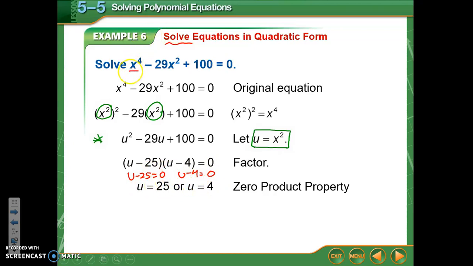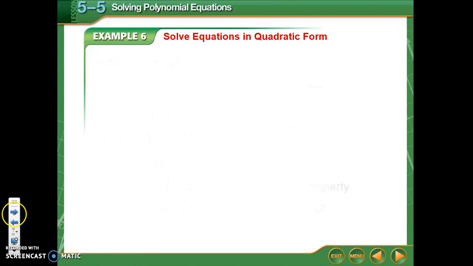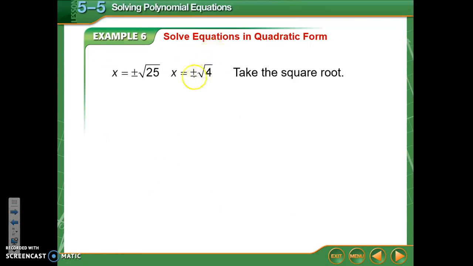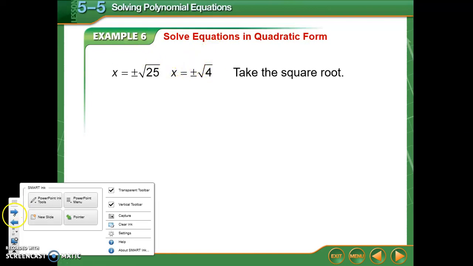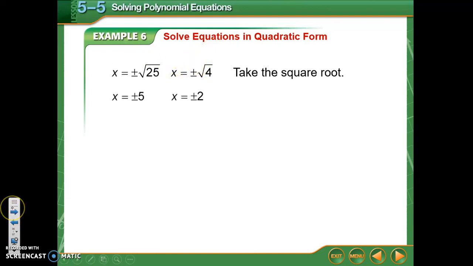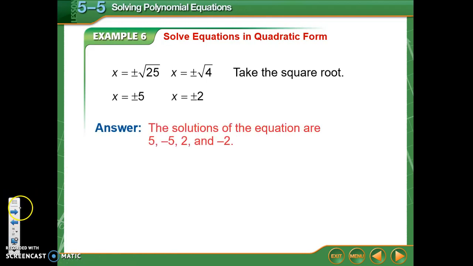But we're not solving for u, we're solving for x. So now I'm just going to replace my u. I know that u is the same as x squared. So I'm going to say, okay, x squared equals 25, or x squared equals 4. And then when I solve that, I get x equals plus or minus the square root of 25, or plus or minus the square root of 4. In this case, both of those are perfect squares, so I have x equals plus or minus 5, or x equals plus or minus 2.